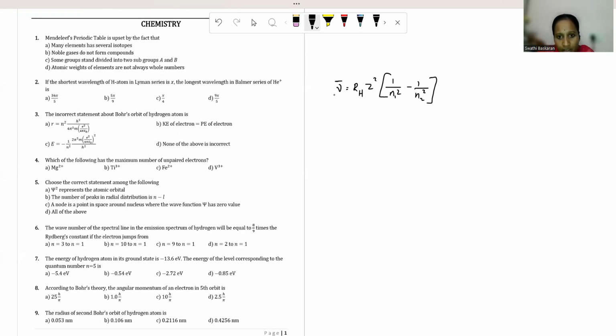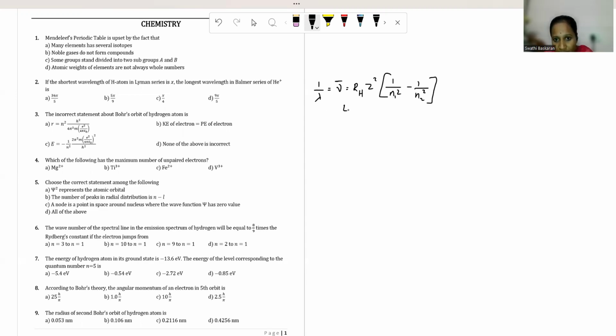Now, in this case, we are expressing this in terms of wave number, right? We also know the relationship between wave number and lambda, which is nothing but wavelength. So what is wave number? Wave number is basically 1 by lambda. So wave number is inversely proportional to lambda, correct? So when we are talking about the shortest wavelength of hydrogen atom in Lyman series, what would be N1 and N2?